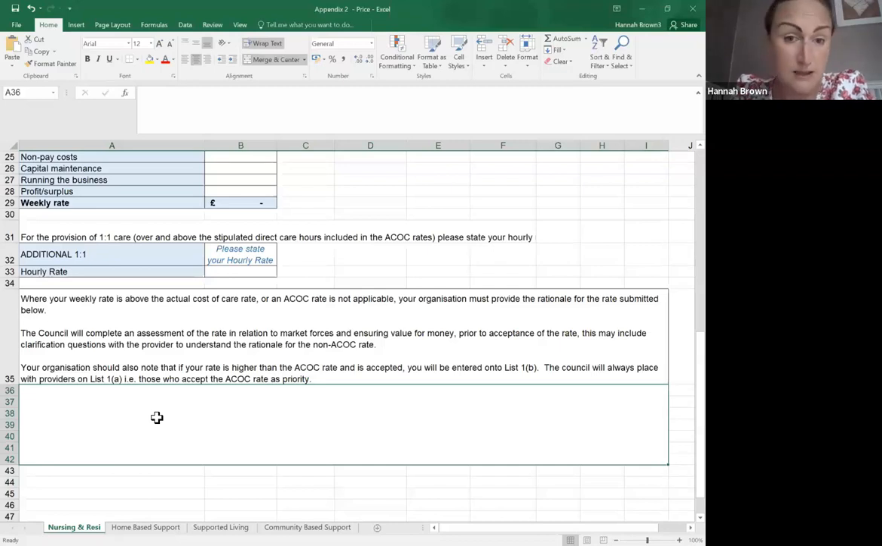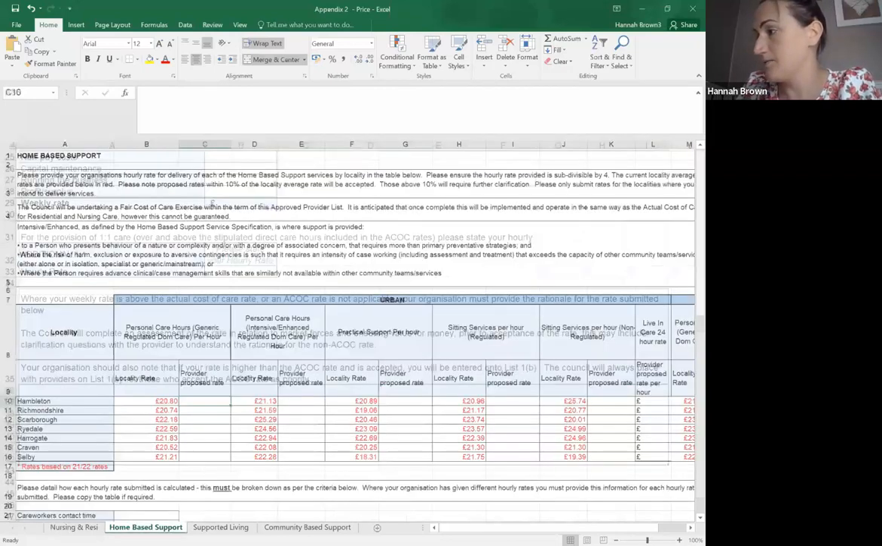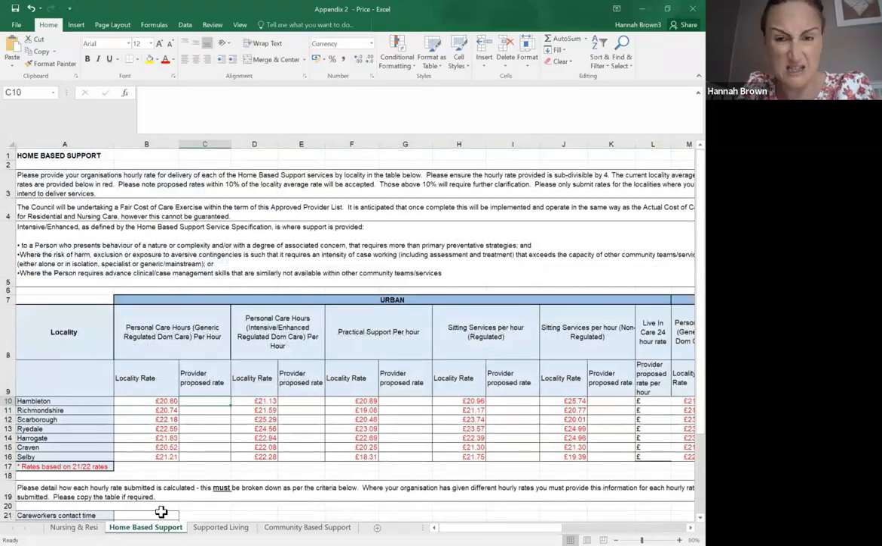We're not disputing that there might be good reason for the rate that you submit, but we're just asking you to provide that rationale for the rate that you've submitted if it falls outwith the actual cost of care rate. So that's just the box there for you to do that. That'll just allow us to complete an assessment of that rate, and if we require any further information to allow us to complete that assessment, we'll do that via the clarification process on your tender, direct with you as the provider. Okay, I'm just going to move through and take questions at the end, I think, if that's okay.